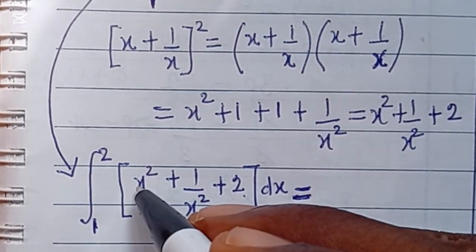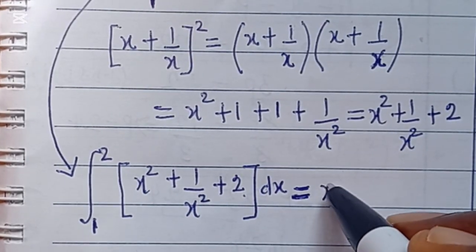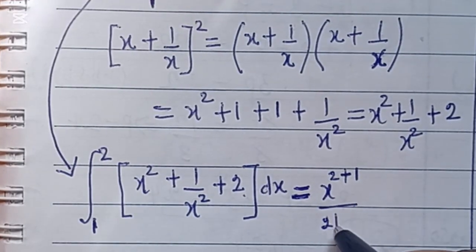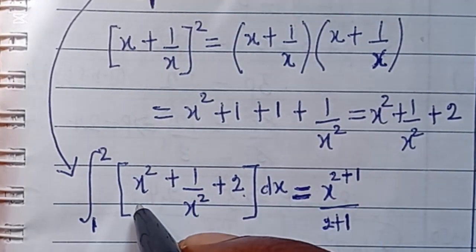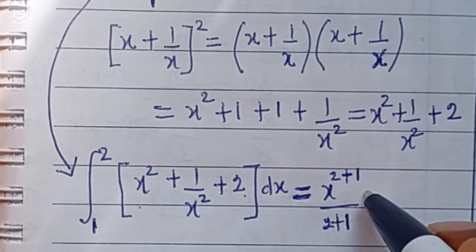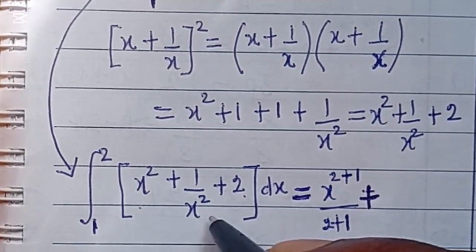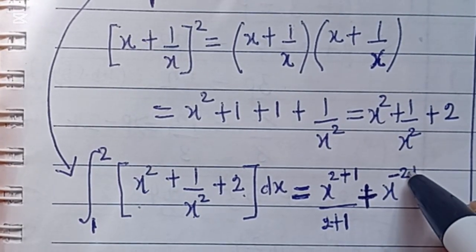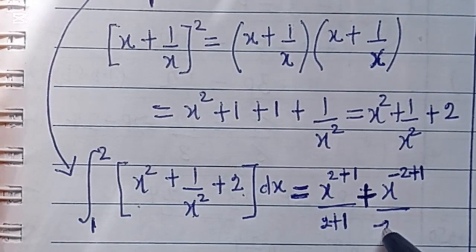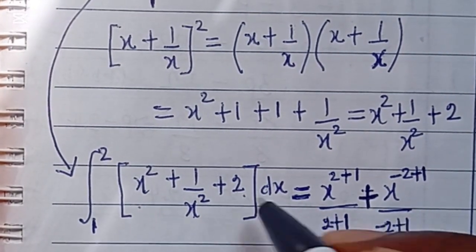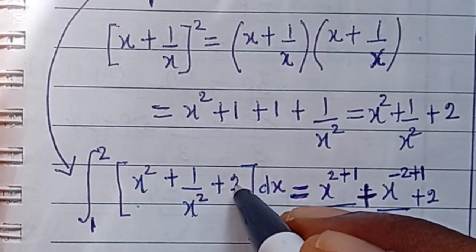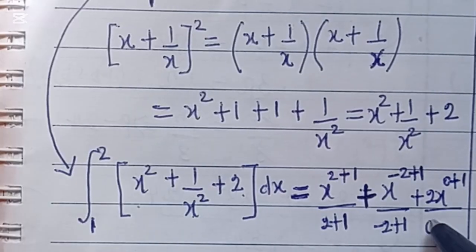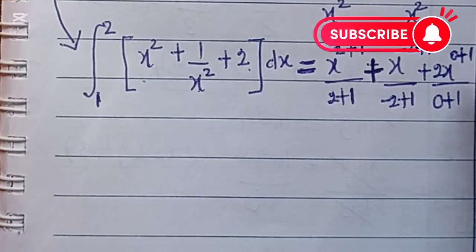When we integrate the first term, x squared gives us x to the power of 2 plus 1 over 2 plus 1, because with the power, we add one to the power and then we bring it to the bottom. The same thing is going to happen to this. Plus the second term: to integrate it, we can write it as x to the power of minus 2, then we add 1, and we have minus 2 plus 1 at the bottom. The last term is 2, and since we have 2 here, we can say 2 times x to the power of 0, and then plus 1 over 0 plus 1. Remember, we are integrating from 1 to 2.